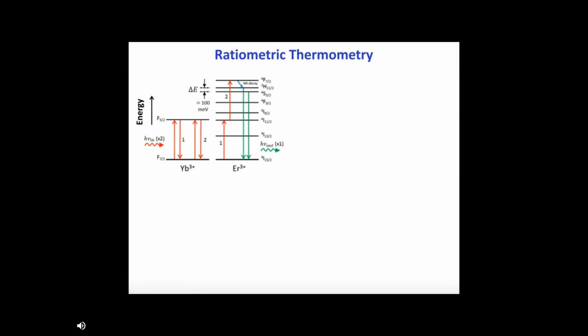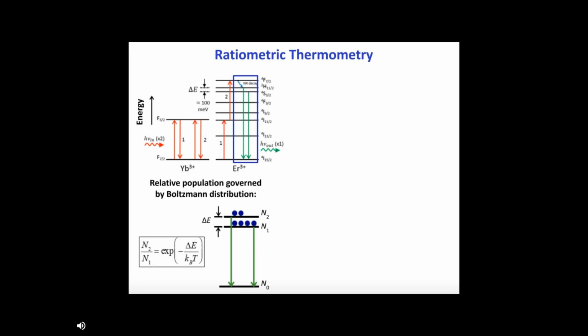So as I mentioned a moment ago, the upconversion process begins when the ytterbium absorbs two near-infrared photons and then transfers this energy to the erbium. Next, the erbium decays non-radiatively to a lower energy excited state before returning to the ground state by emitting a single green photon. This is clearly a complicated system with many different energy levels and transitions.